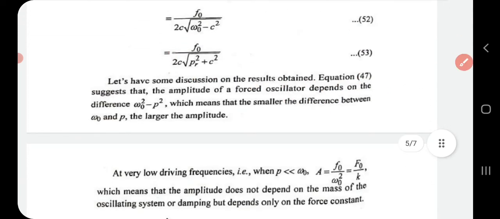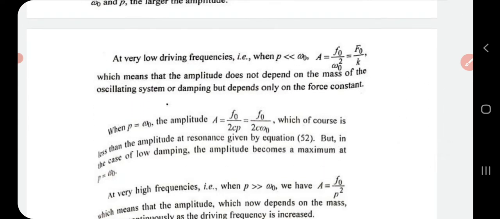Now let's have some discussion on the results obtained. Equation 47 tells you that the amplitude of the forced oscillator depends on the difference, that is omega 0 square minus p square. That means the smaller the difference between omega 0 and p, the larger will be the amplitude.